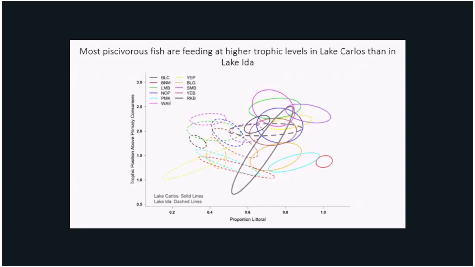And what this tells us is that perhaps they're moving to more reliance on littoral energy. You can see this is true especially for the piscivores. A lot of them are moving up in the food chain and over in the infested lake as opposed to the uninfested lake. And if you were to draw a line kind of in the middle of each of those clusters, you could see that Lake Ida was clustered right around 40% reliance, maybe 50% reliance on littoral energy, while Lake Carlos would be more around 80 to up to 90% reliance on littoral energy in some species.